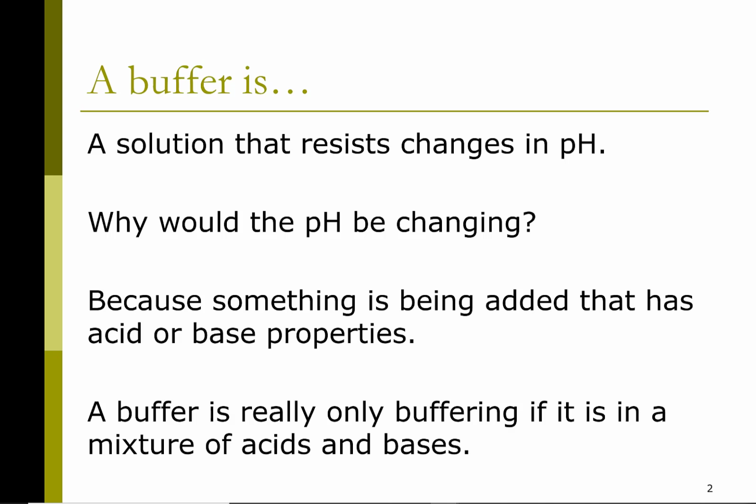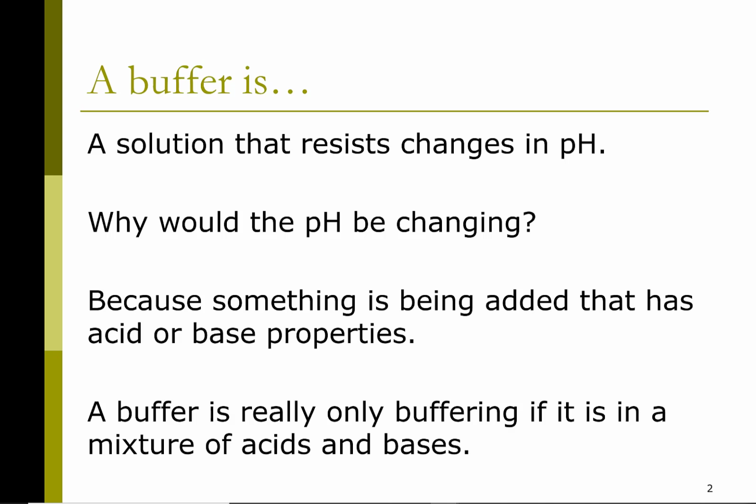And so a buffer by definition is a solution that resists changes in pH. We've seen two ways you can make buffers. No matter how you get to the buffer, once you have a buffer, it should resist changes in pH. It's worth asking why the pH would be changing. If I just have a solution sitting there on the counter, I don't expect that anything's particularly changing. And so inherently, a buffer really serves the purpose of mitigating against the addition of some other acid or base. That's why the pH wants to change. I've thrown some other species in there that has acid or base properties.